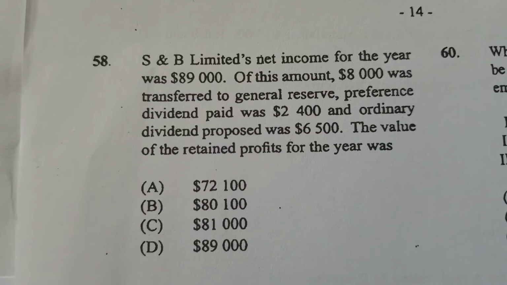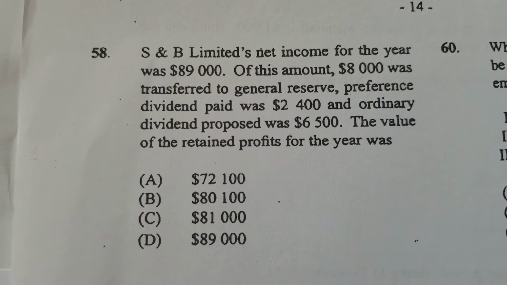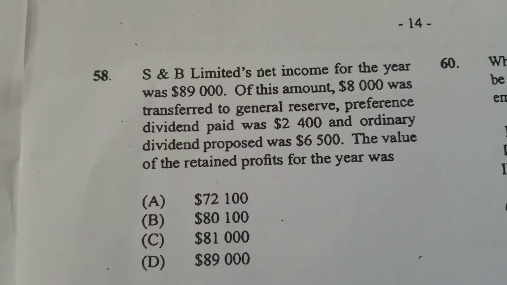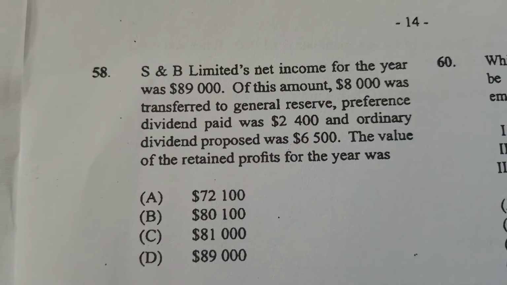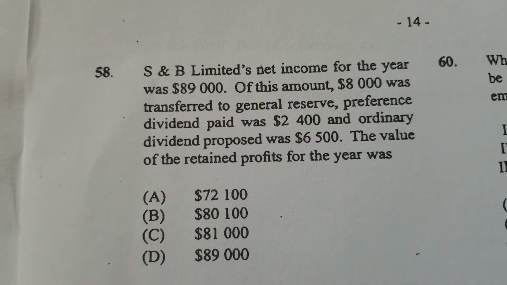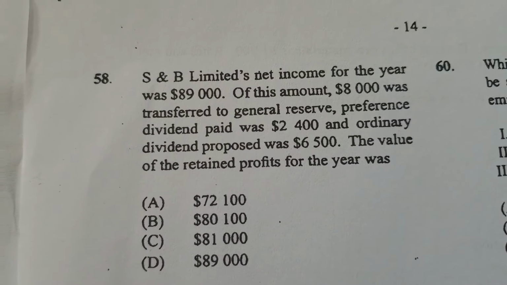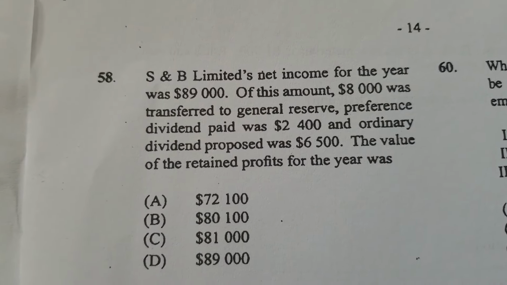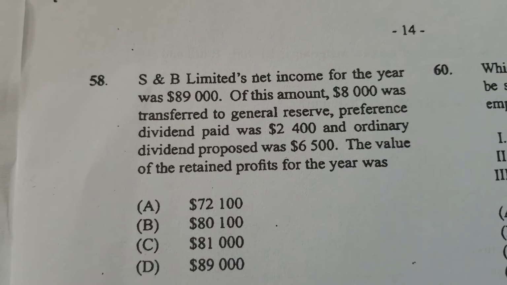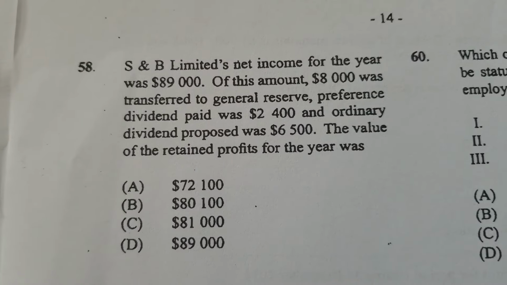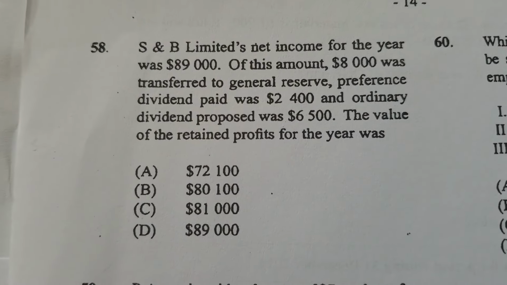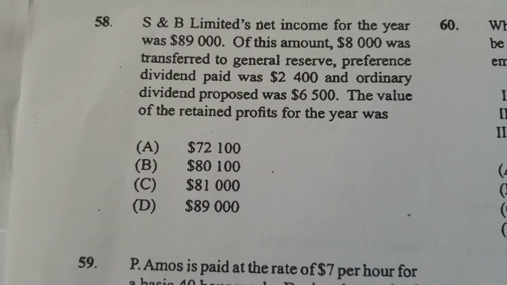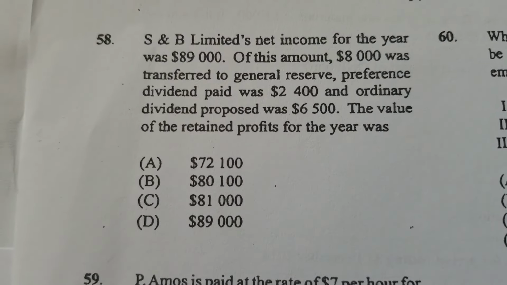Item 58. S&B Limited's net profit for the year was $89,000. Of this amount, $8,000 was transferred to general reserve. Preference share dividends paid was $2,400. Ordinary dividends proposed was $6,500. The value of the retained profit for the year was, and our answer is $7,100.